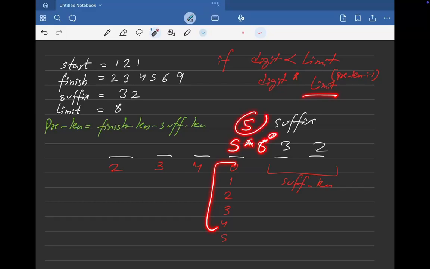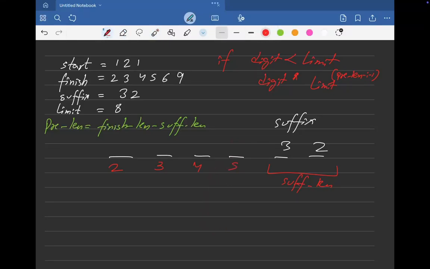So I have 5 different choices here. I placed 5. Now I put 5 here. In our next digit, my suffix is already fixed. So that's how this will work.